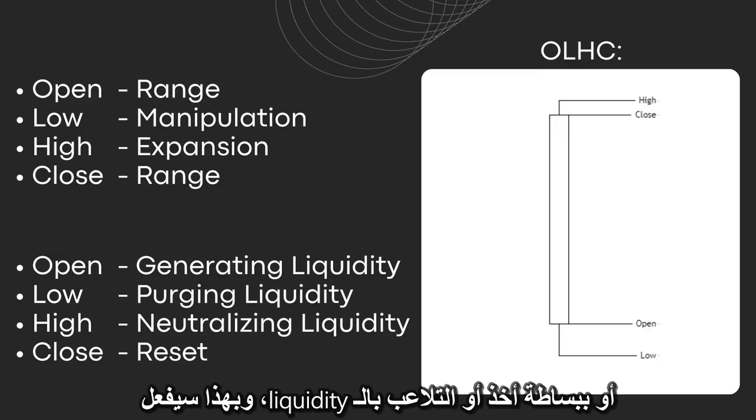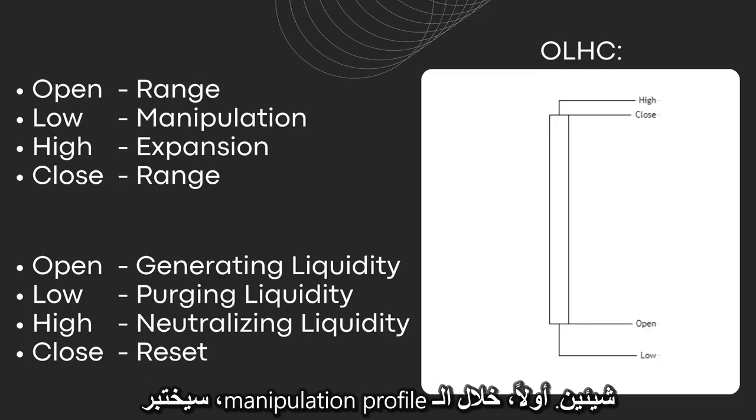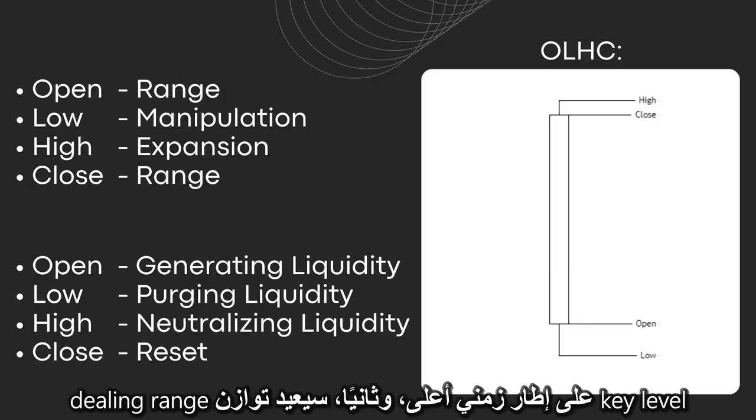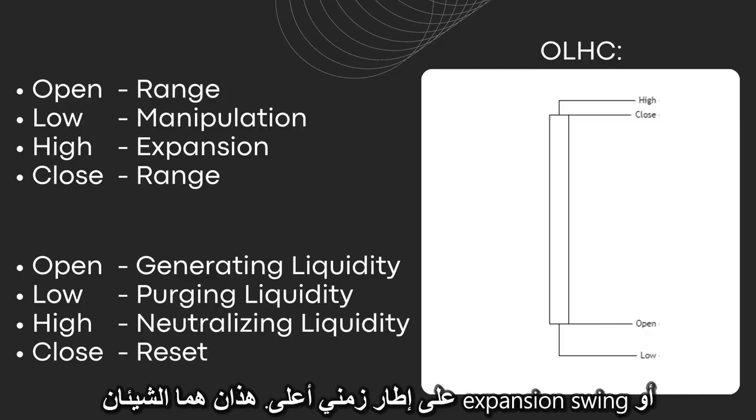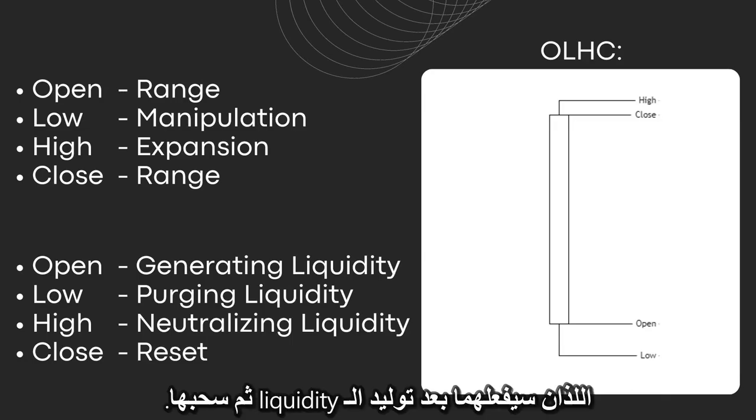And with that, it's going to do two things. First of all, during the manipulation profile, it's going to test the higher time frame key level, and second, it's going to rebalance a dealing range, right, or an expansion swing on a higher time frame. These are the two things that it will do after liquidity is generated and then it's purged, right?